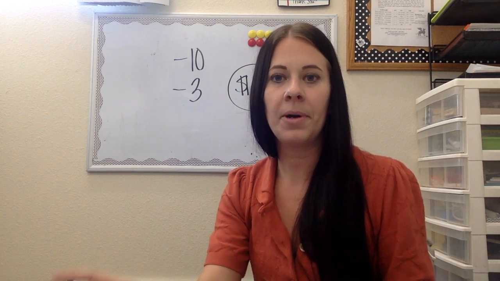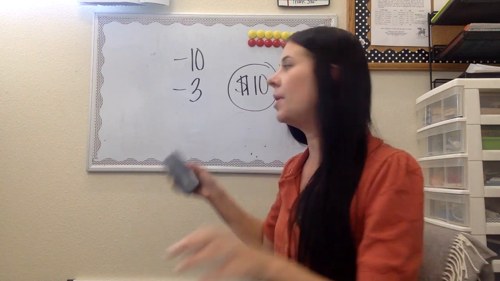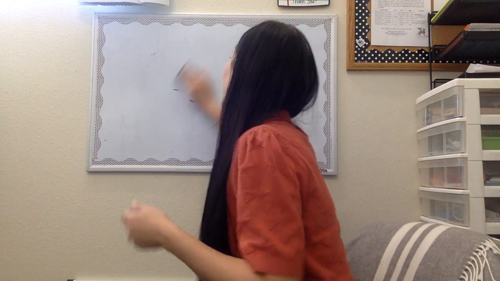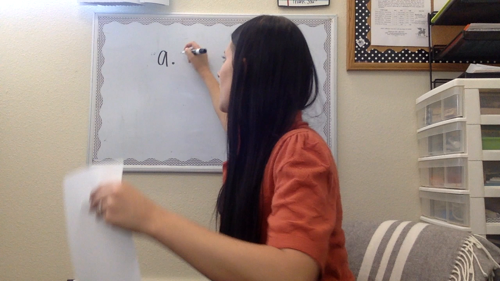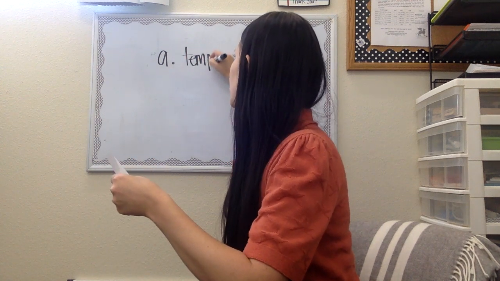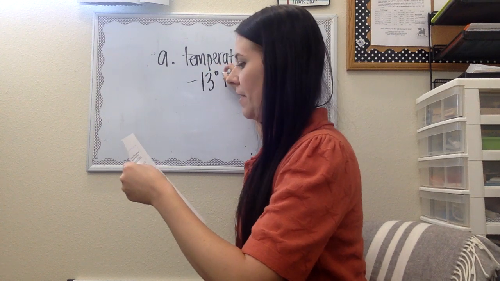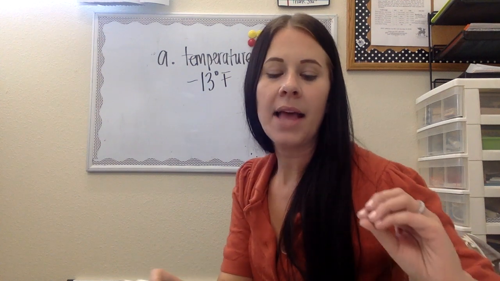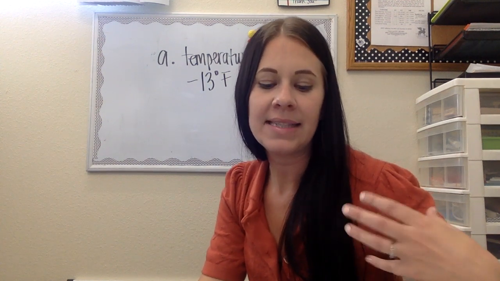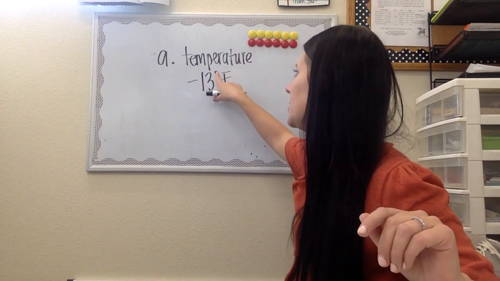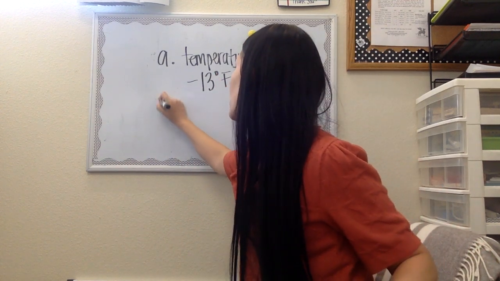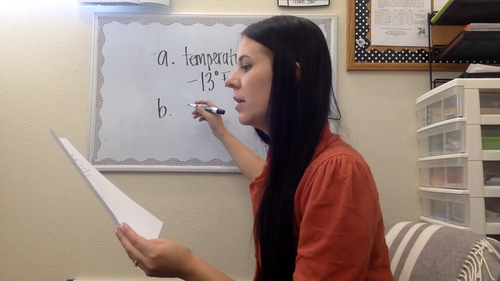I want you on the bottom of your paper to add some you try questions. So you should have taken a couple notes. If you didn't, go back and take some notes. And then I want you to add some you try problems. Just like we were talking right now, you can call this letter A. If I am talking about temperature, and I am saying that the temperature was negative 13 degrees Fahrenheit, I want you to write a statement in words that you would actually say if you were talking about negative 13 degrees Fahrenheit.